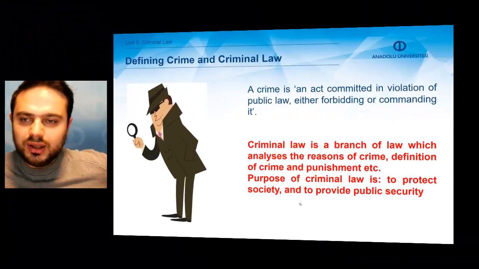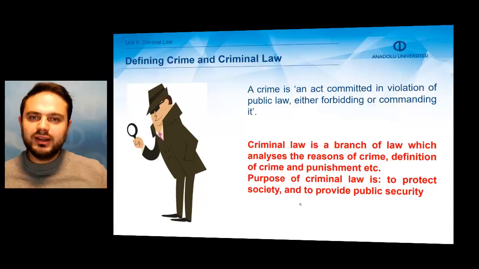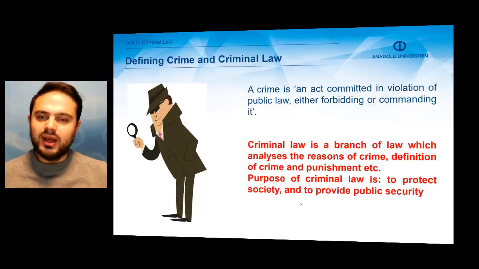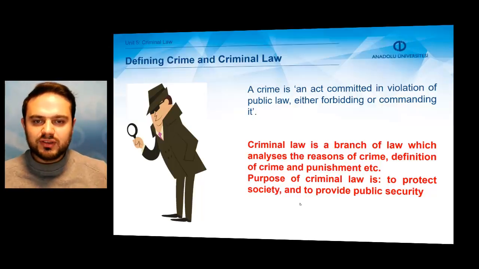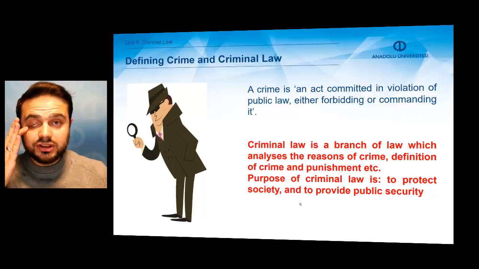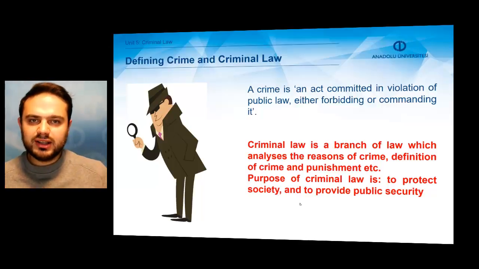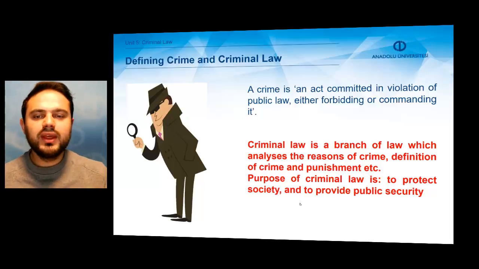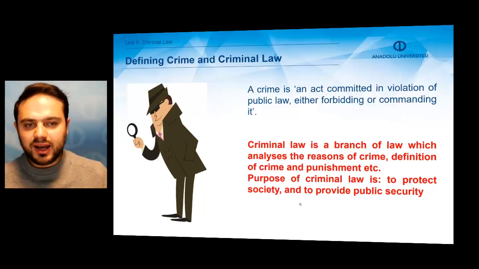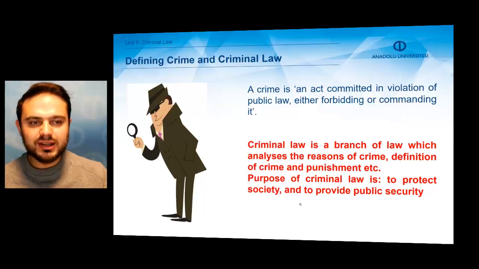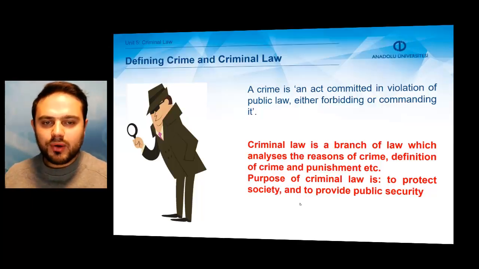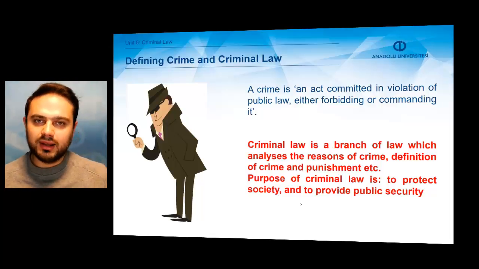So as you see, our topic is criminal law. I will try to explain many different aspects of criminal law. As always, we will begin with the definition of crime and criminal law terms. Here is a textbook definition of crime: a crime is an act committed or omitted in violation of public law, either forbidding or commanding it.